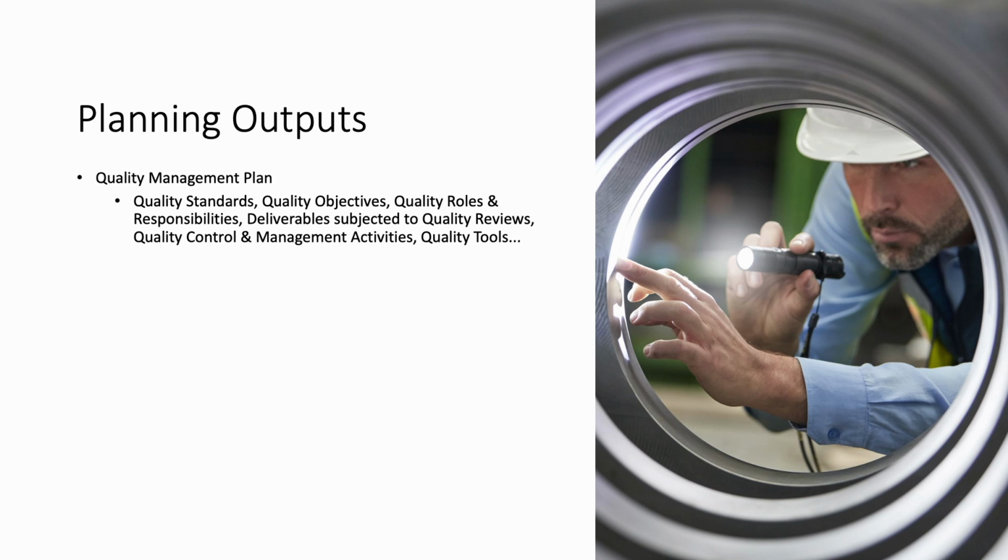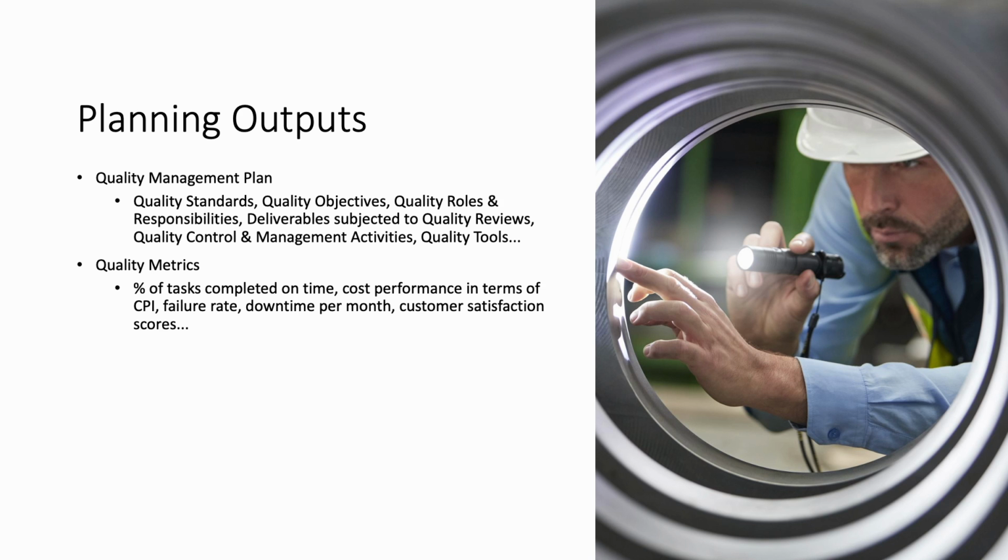It can help the team to have a sharper focus on the project's value proposition, reduction in costs, and less frequent schedule overruns that are caused by rework. Some examples of its components include quality standards that will be used by the project, the project's objectives, quality roles and responsibilities, project deliverables and processes subject to quality review, any quality control and quality management activities, and tools for quality management.